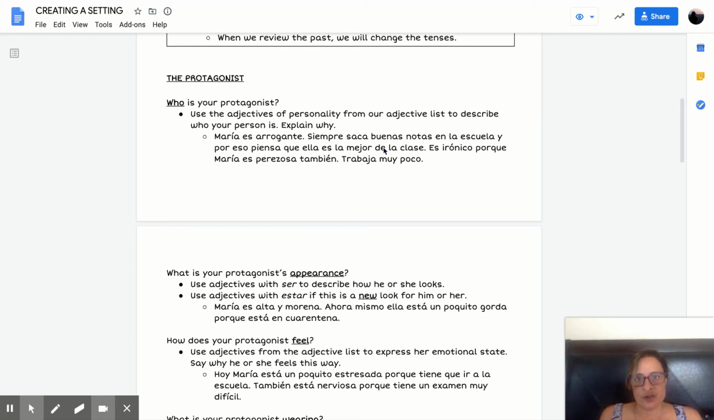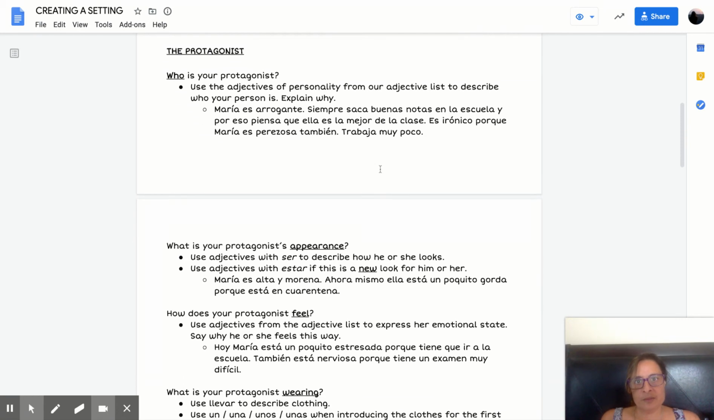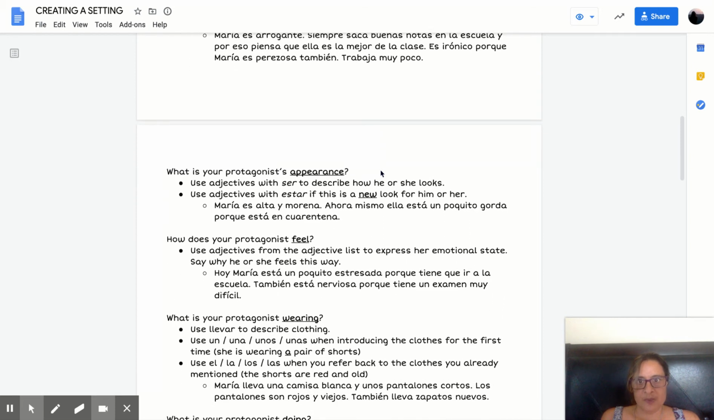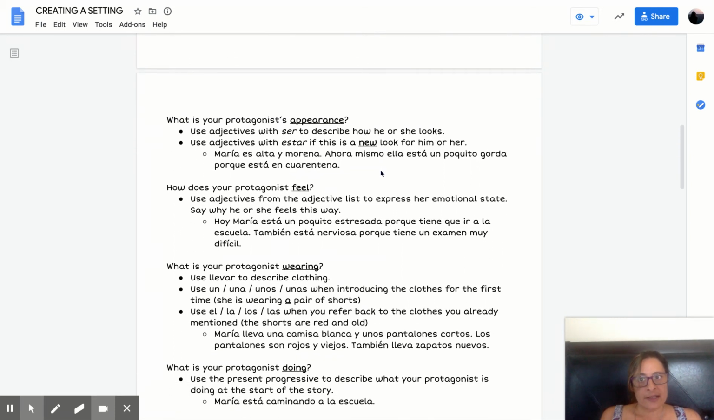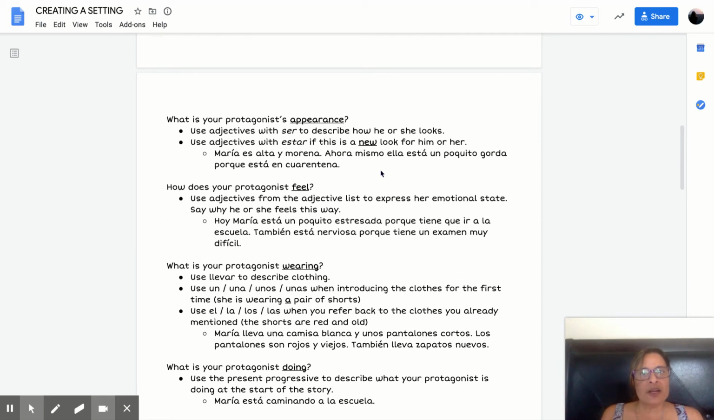So who is your protagonist? Tell me a little bit about the personality of this person. What does your protagonist look like? So here I want you to describe their physical attributes. Remember that you're going to use ser if this is how they always look. You're going to use estar if something has changed. So if your protagonist grew since the last time that we saw them, then you might use estar. If they're the same as they've always been, then you would use ser in your description.